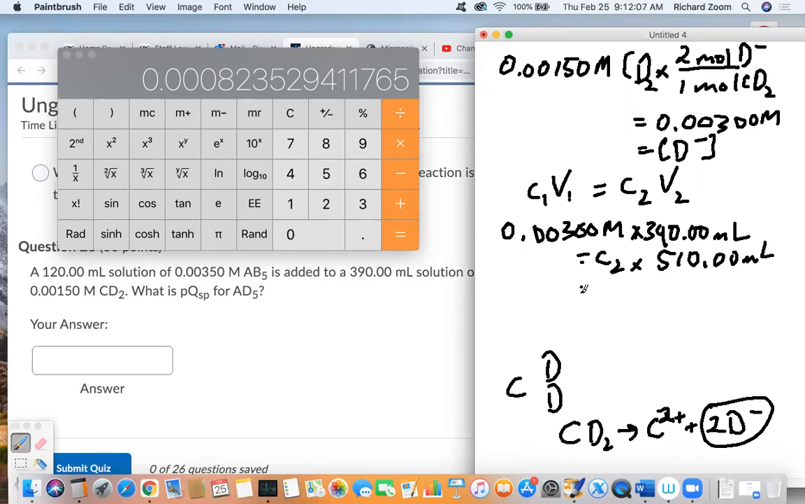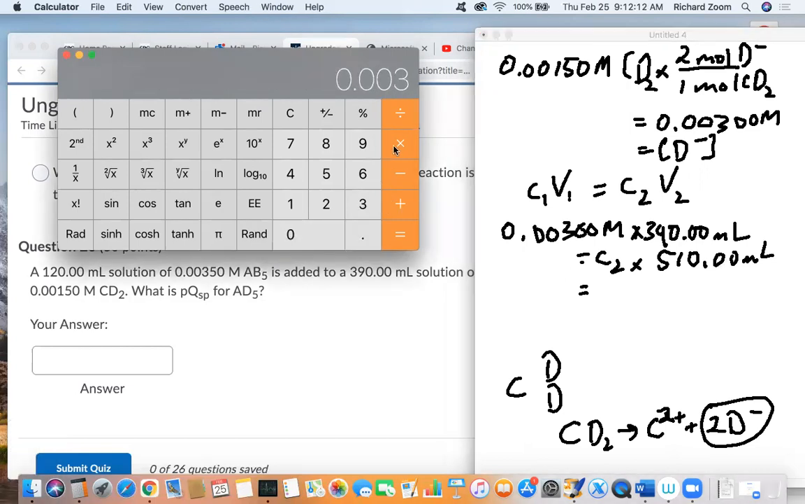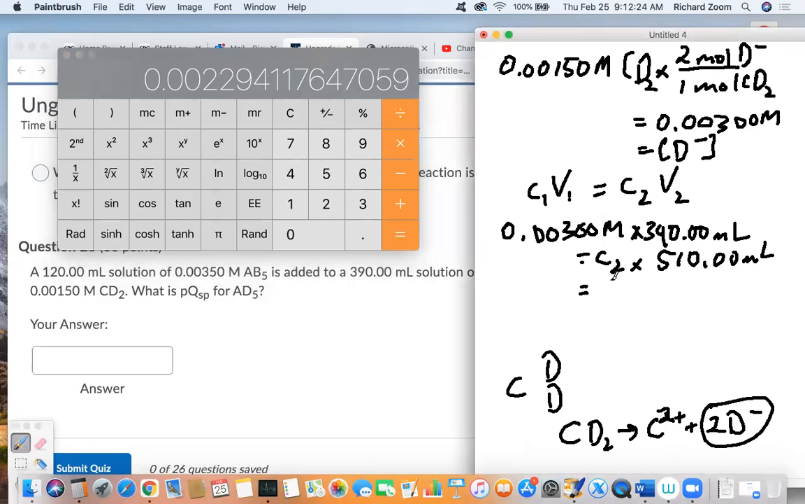So that would be 3 times 390 divided by 510. Okay, that's 0.00229. And that's going to be our final concentration of D minus. Okay, does anybody have any questions so far?